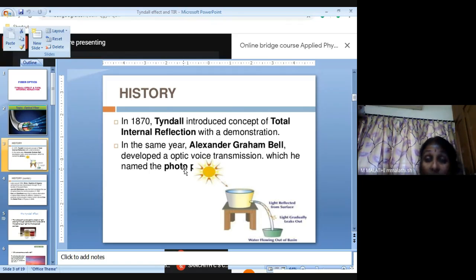You know what are the different types of electromagnetic wave? Radio wave is there, microwave is there, electrical wave is there, light wave is there. So any sort of electromagnetic wave has to travel from one end to another end. You need a pathway, you need a channel.